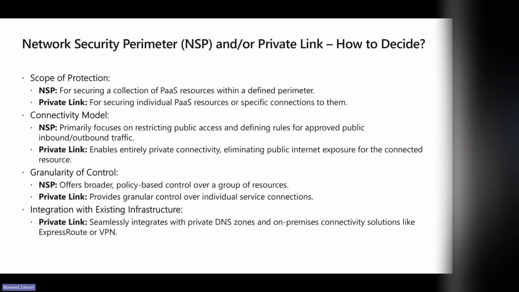Okay, so let's talk about the NSP and private link. Keep in mind, it's not a matter of which service is better or not, it's the use case where you will be using that service. So what defines the scope of protection? For example, you have tens of PaaS resources which are part of an application that need to talk to each other, but you need to control access to all of them in a centralized way, and they're living in different subnets. So how do you do that?